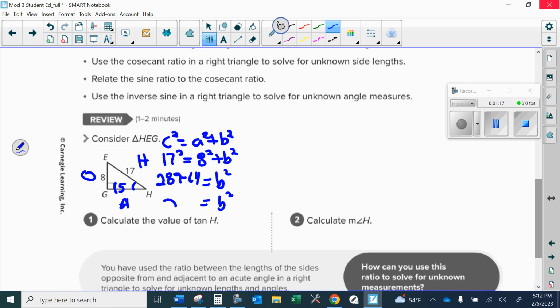So b squared equals 225. And take the square root of both sides. And you get b equals 15. It would be plus or minus 15, but don't forget you can't have a negative side length, so we only take the positive answer. Okay, so if you don't choose to memorize Pythagorean triples, you have to use the Pythagorean theorem.